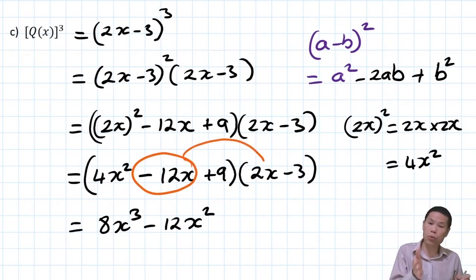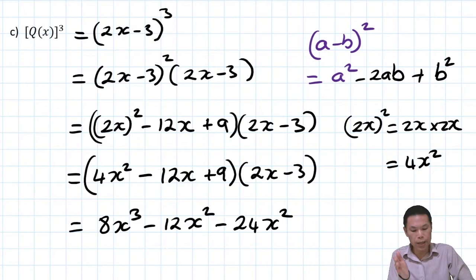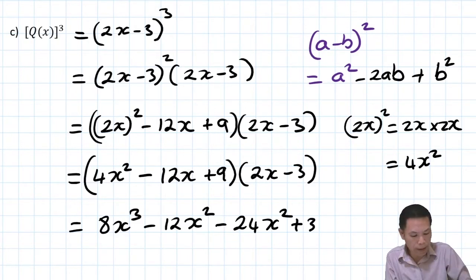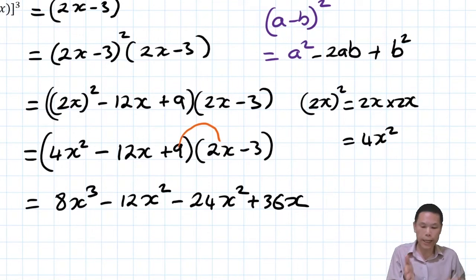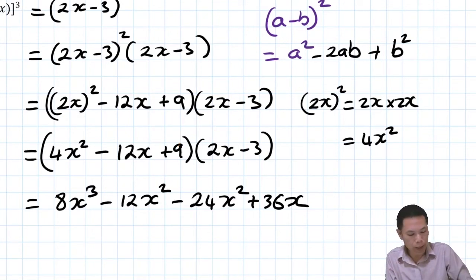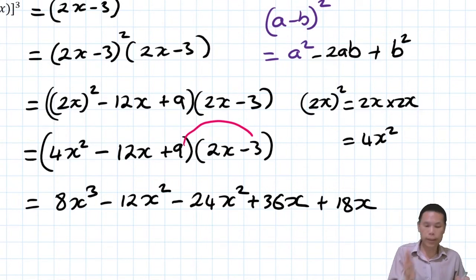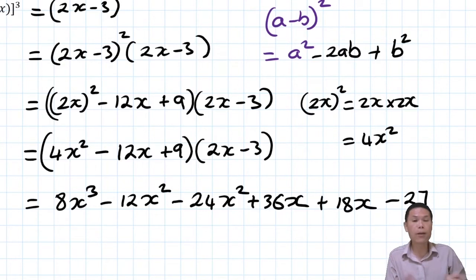So minus 12 times 2 is negative 24. So that means minus 24x squared. And then minus 12x times negative 3. So 12 times 3 is 36. So 36, that is plus 36x. 9 times 2x. So 9 times 2 is 18. So which is plus 18x. Then 9 times negative 3 is negative 27. So I just write minus 27.